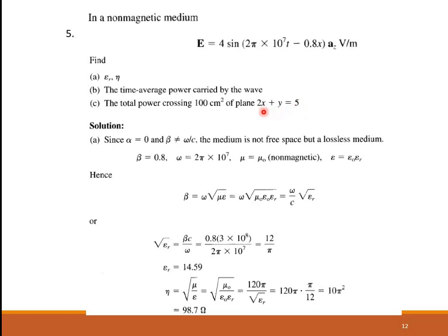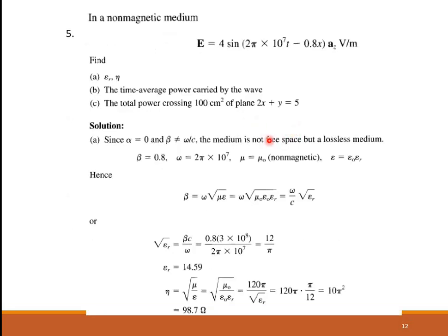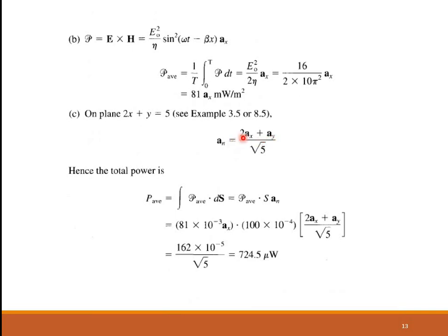What is f? f is 2x plus y minus 5. Okay, that is a scalar function. And del f means what? Gradient of a scalar. That will give you a vector. That is why the numerator is a vector. So this is del f. What do you mean by del f? Dou by dou x ax plus dou by dou y ay plus dou by dou z az. When you do del f, you will get this numerator, divided by the magnitude of del f, which you will get as the denominator.